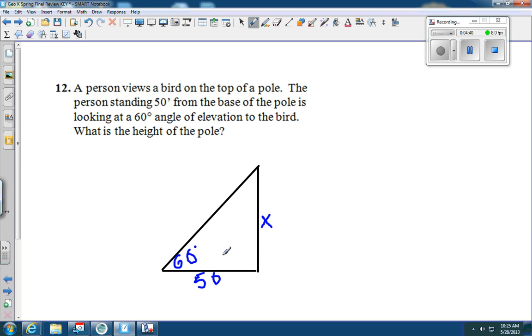You could do this a couple ways. You could use your special right triangles, which is what I'm going to do. You could also use trig, but since this is the side across from the 30, that means the side across from the 60 is going to be 50 square root of 3.